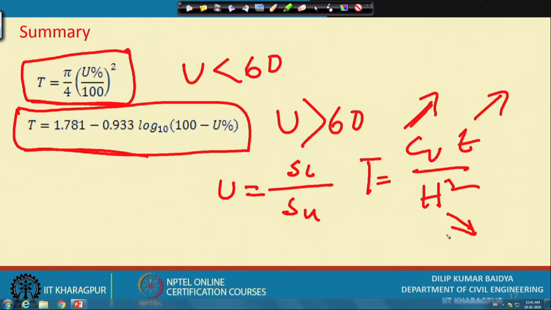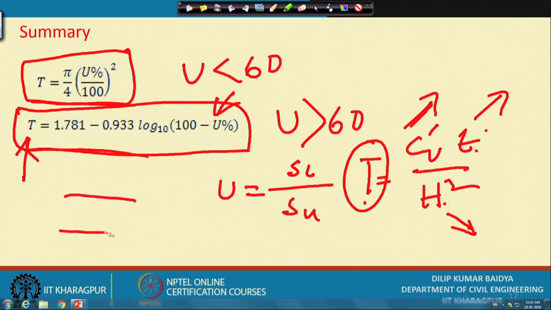Here two things are important to remember. One is that the units of Cv, T and H should all be consistent. Sometimes it will be given in meter per second, and here you are using hours or days, then that will be a problem. So all units have to be converted to a consistent unit. Generally T is obtained corresponding to a particular degree of consolidation, and then T can be expressed again with this. Cv is known, a soil property, and H is the drainage path.